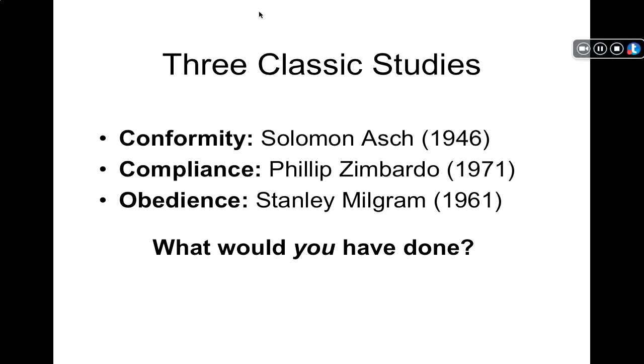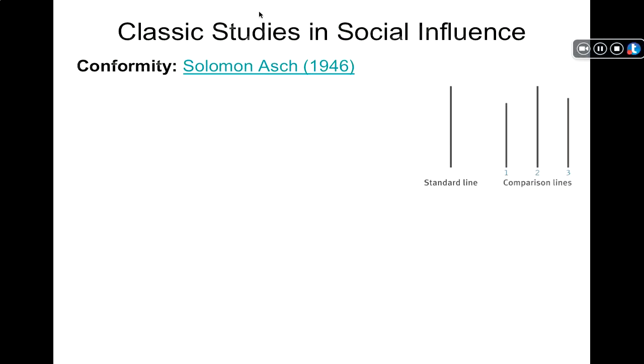And I want you to consider, as you're viewing the videos that I have associated with each of these classic studies, and as we discuss this, take it to the discussion board, if you choose, what would you have done if you were the participant in these studies? So classic studies in social influence, the first one we're going to talk about is the conformity study, the line study by Solomon Asch.